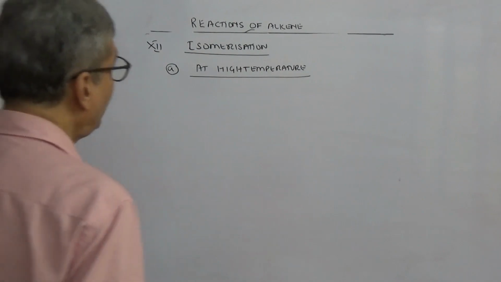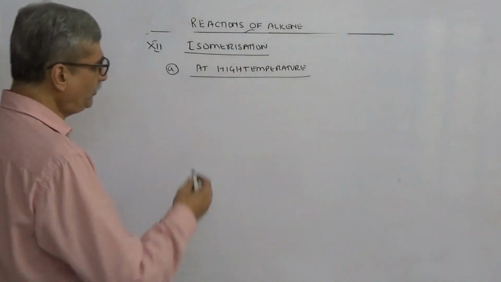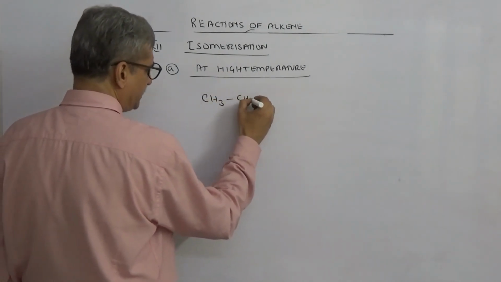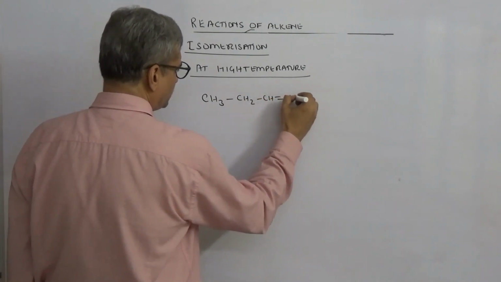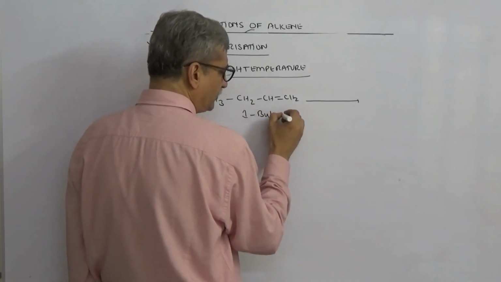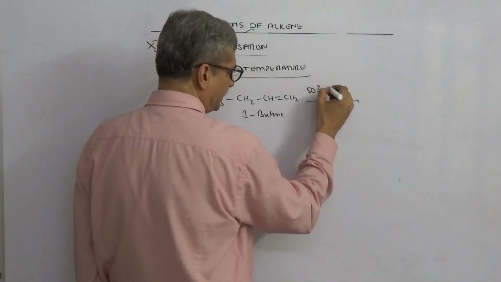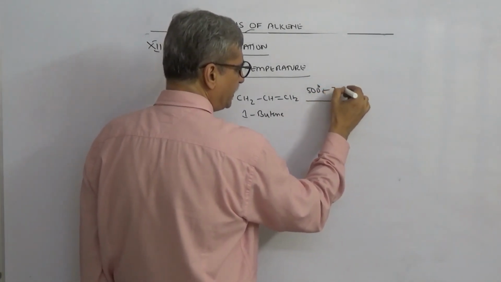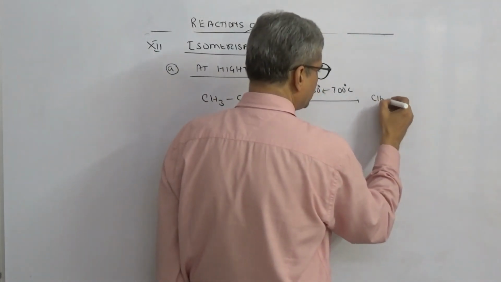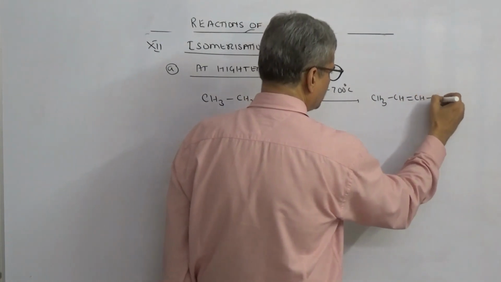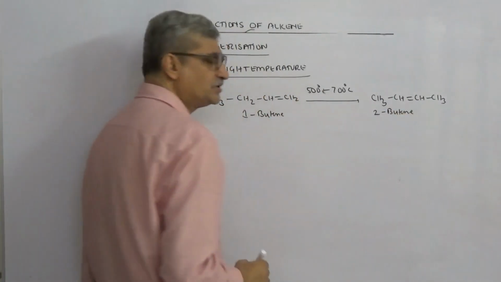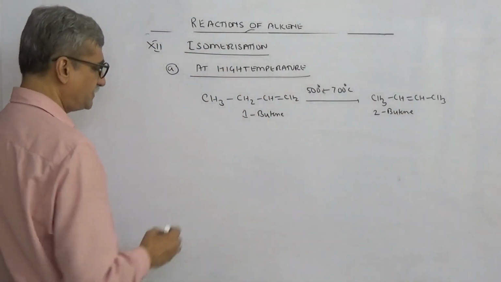Now, when we talk of isomerization, if you take say 1-butene, CH3CH2CH=CH2, and treat it at a very high temperature, 500 to 700 degrees centigrade, the position changes. You get CH3CH=CHCH3. So 1-butene becomes 2-butene. This is a positional isomerism.